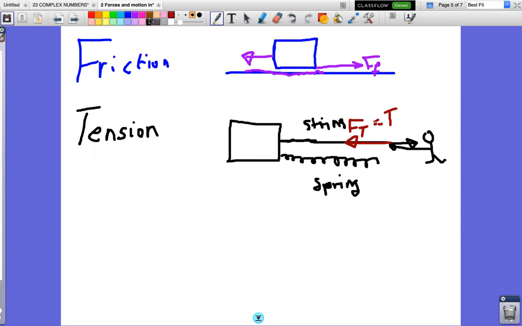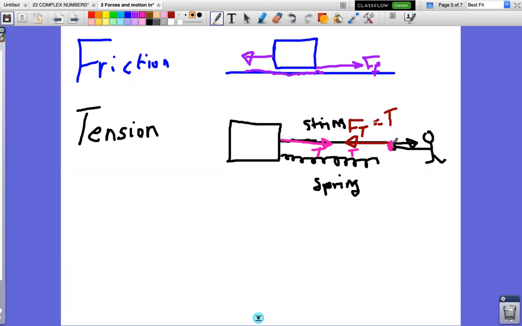The interesting thing about tension is that tension will act in both directions in the string. It always acts towards the center of the string. So you have T here and you have another T here, and the magnitude is exactly the same. The directions are opposite, but the magnitude is exactly the same. You can think about it this way.